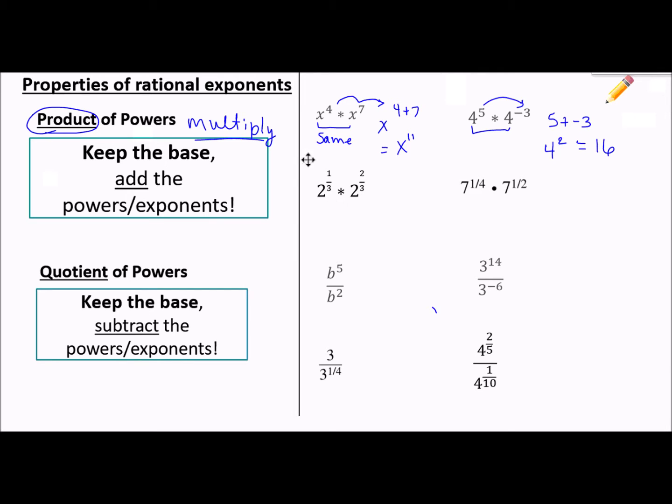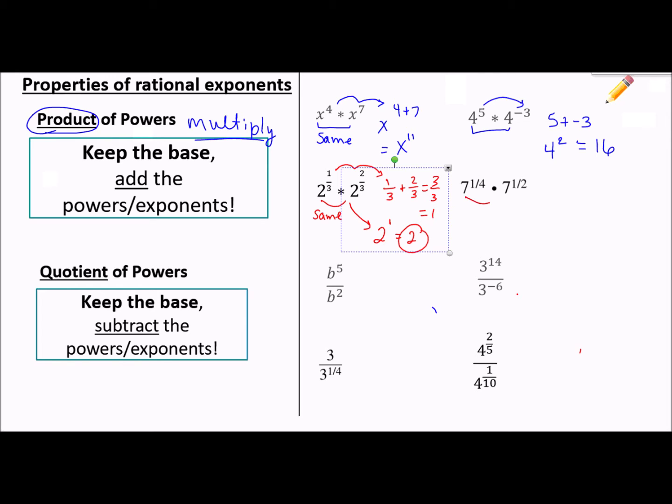So right here, this example is 2 to the 1/3 power times 2 to the 2/3 power. Same base. Check. Now we've got to take these two and add them together. So 1/3 plus 2/3. Calculator can help you with that. That's going to equal 3/3, and that's actually 1. So we take this base, and its new power is 1, which you don't have to write necessarily. So there's the answer to that one.